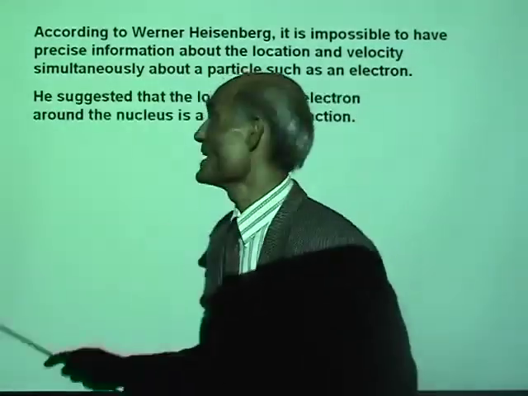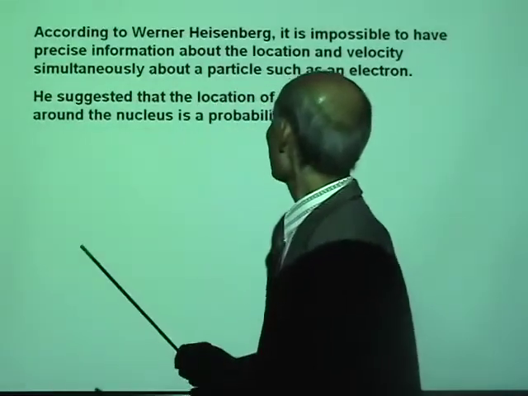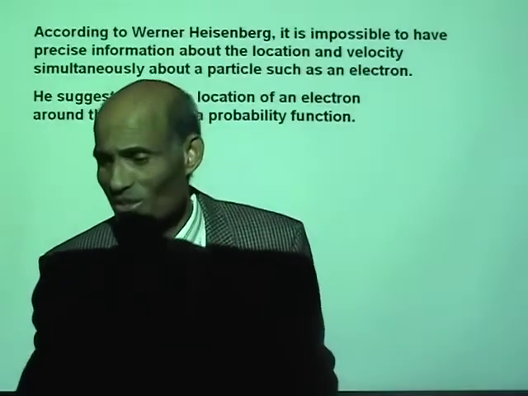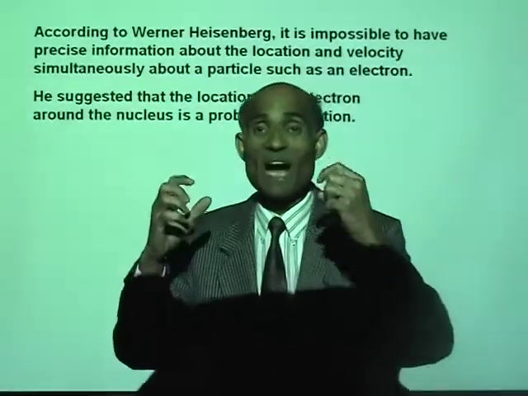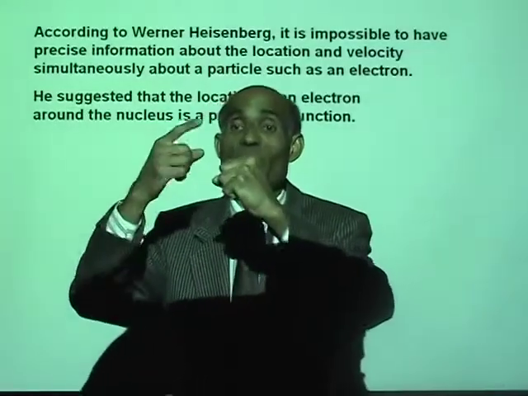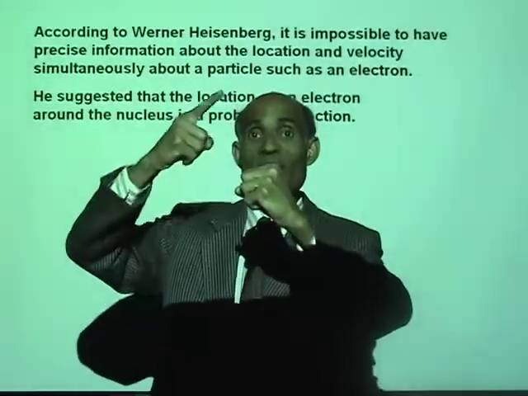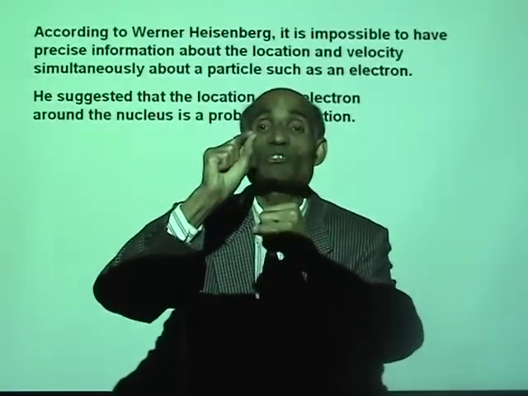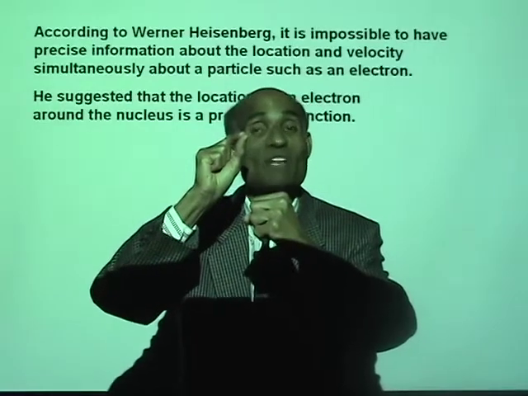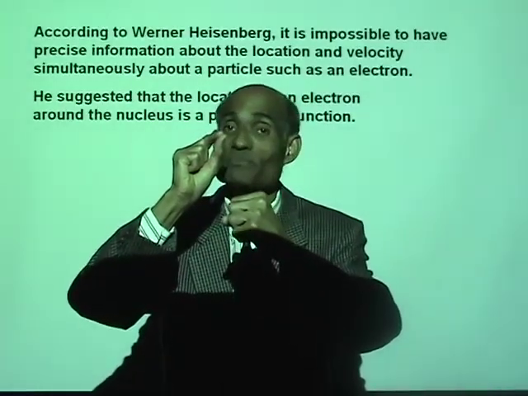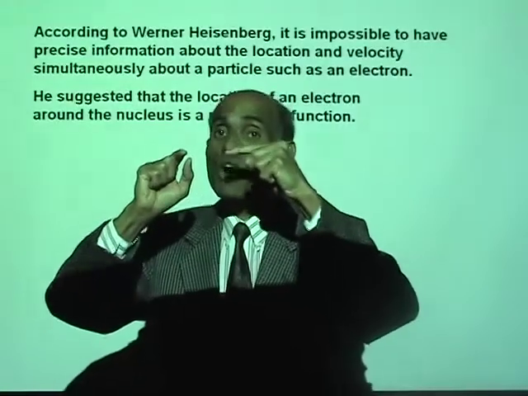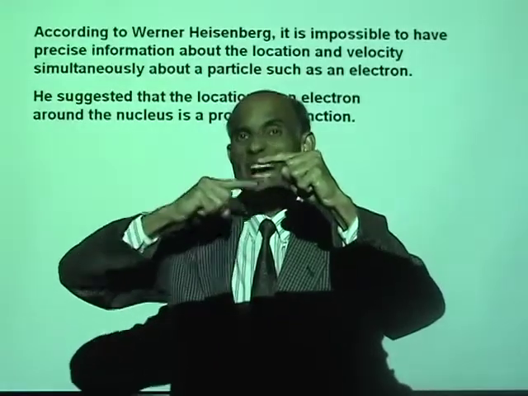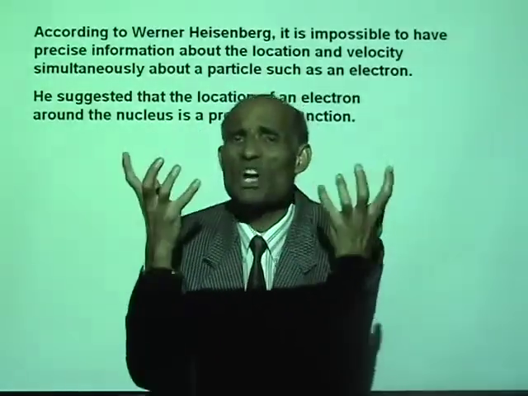Right? Now, he suggested that the location of an electron around the nucleus is a probability function. So, Heisenberg said, unlike what Niels Bohr said, that an electron can exist in an allowed orbit and you can locate that electron there. But what does Heisenberg say? Well, you see, you cannot locate exactly where that electron is. So the concept of the allowed orbit is a fuzzy concept.